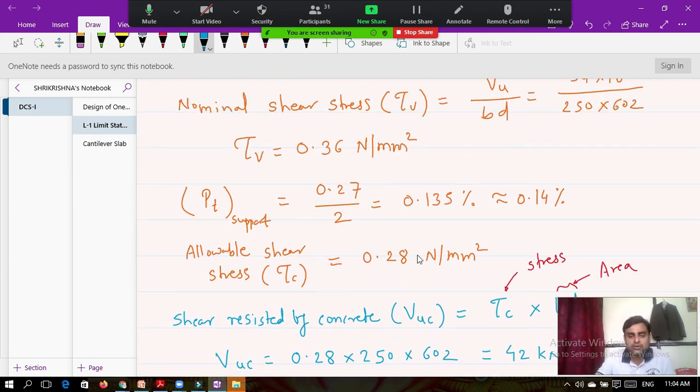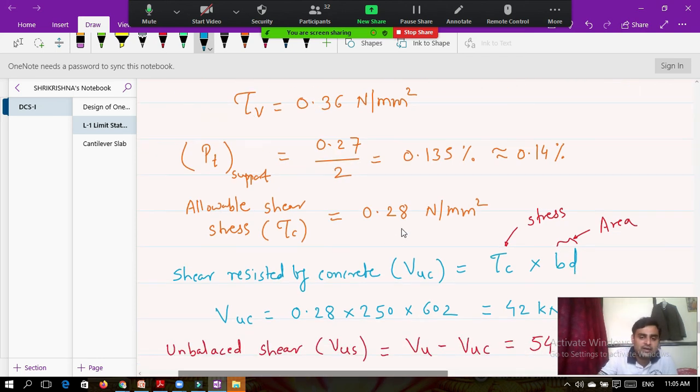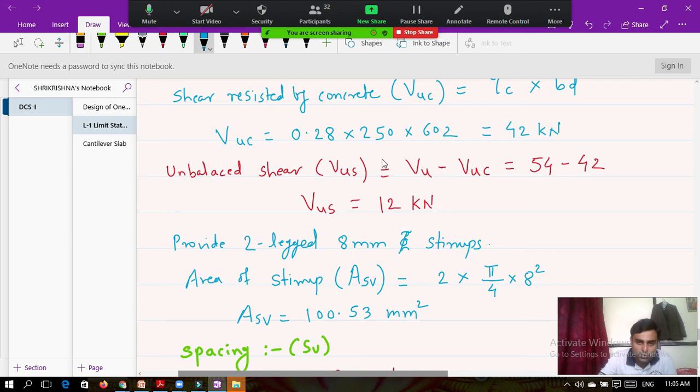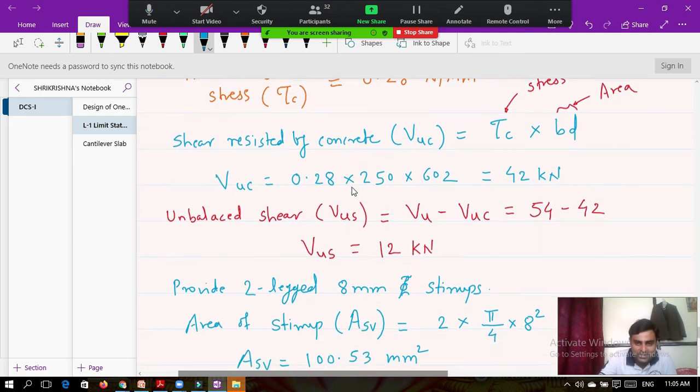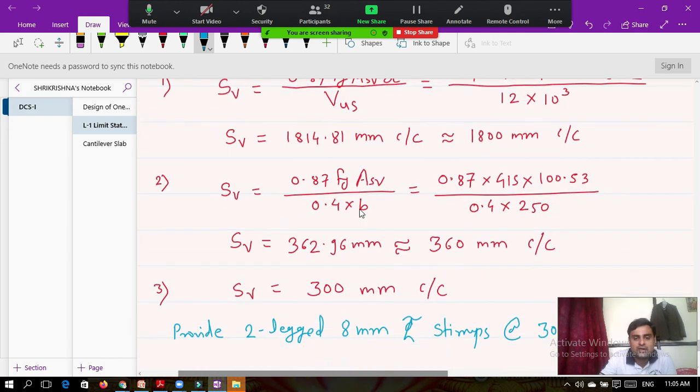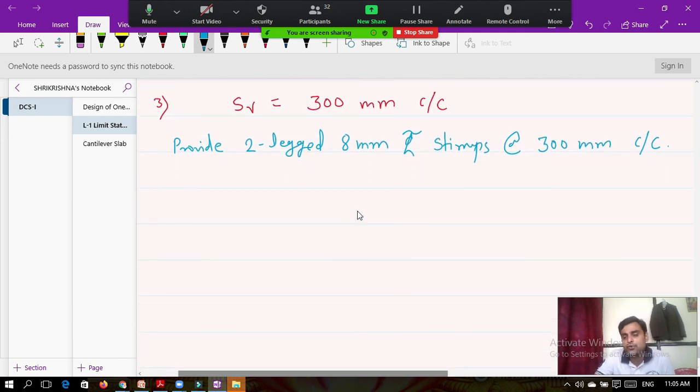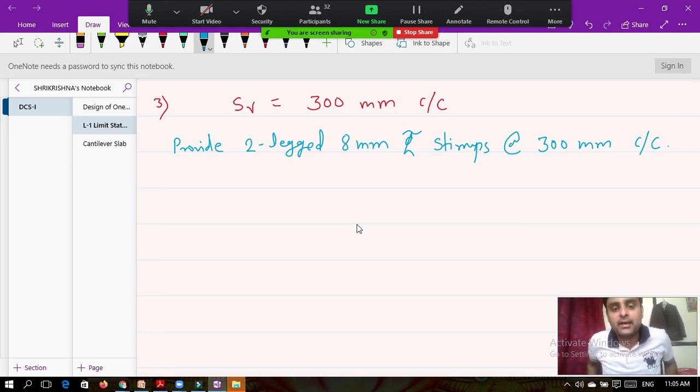But if your shear is not safe, if your nominal shear stress is greater than allowable shear stress, then you have to provide the shear reinforcement, and these are the steps to provide it. Shear reinforcement means you always need to provide the stirrups. Always remember that to resist the bending moment, we provide the bars, the steel. Straight bars, that is 10 mm diameter, 8 mm, 12 mm, and so on. And to resist the shear force, we always provide the stirrups.